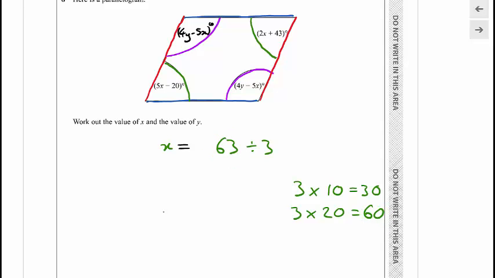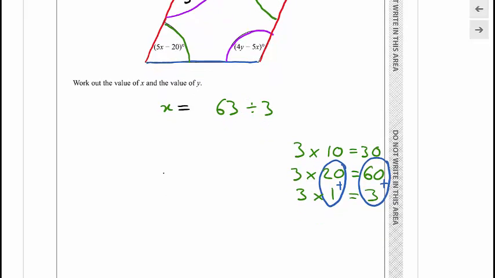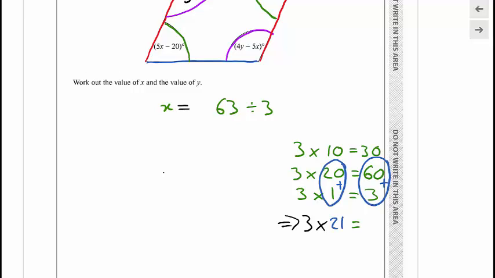How far am I away? I'm 3 away. So what do I know about 3? Well, 3 is just 3 times 1. So in other words, to get to 63, I just have to add this 60 and this 3 together, and I just add this 20 and 1 together. So that implies that 3 times 20 plus 1, which is 21, must be equal to 60 plus 3, which is 63. So 3 times 21 is 63.